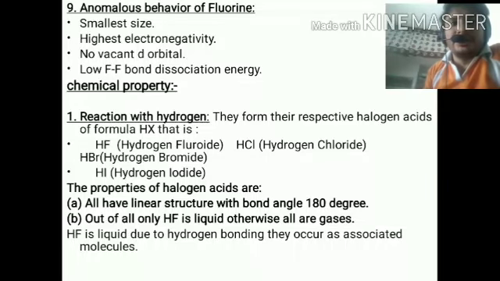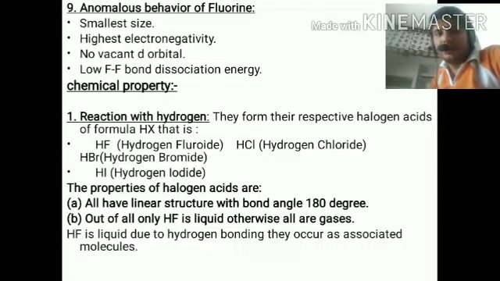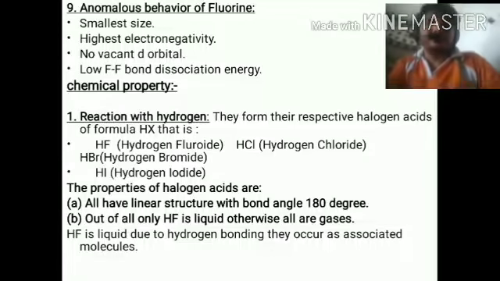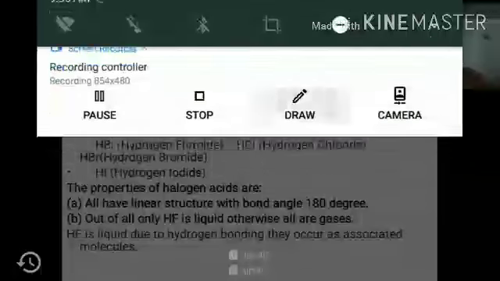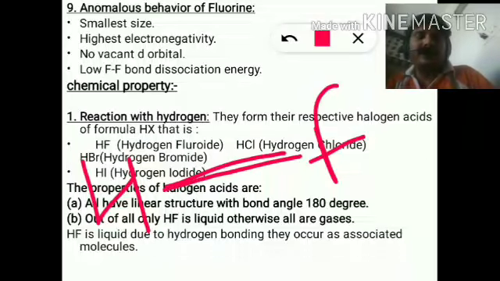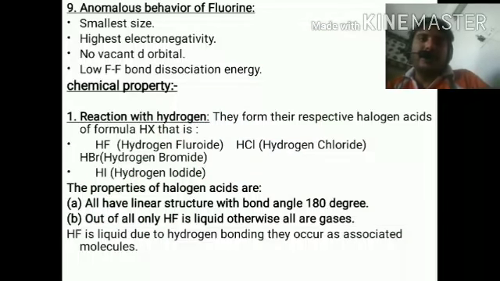The properties of the halogen acids: all have a linear structure with a bond angle of 180 degrees. And out of all, only HF is a liquid. Otherwise, all are gases, because HF forms hydrogen bonds with water molecules. That's why it is found in the liquid state, but the others are found in the gas state. If you talk about the structure, just look at that. This is the structure of the HF molecule. This is H and F. We can say it is linear in structure, and the bond angle is 180 degrees, and the hybridization is sp.